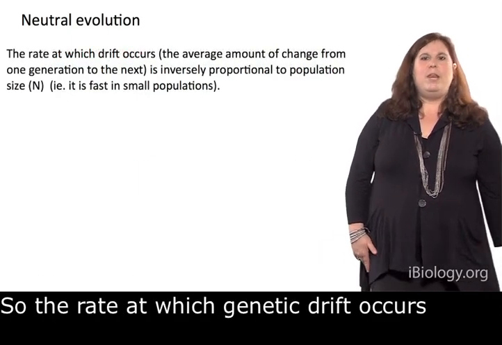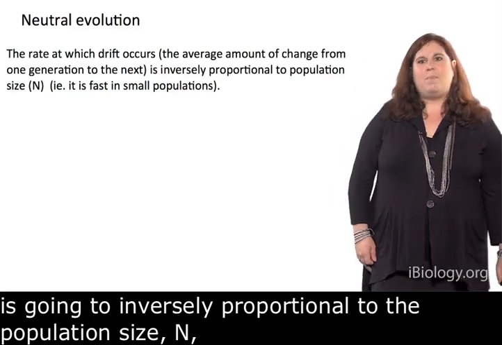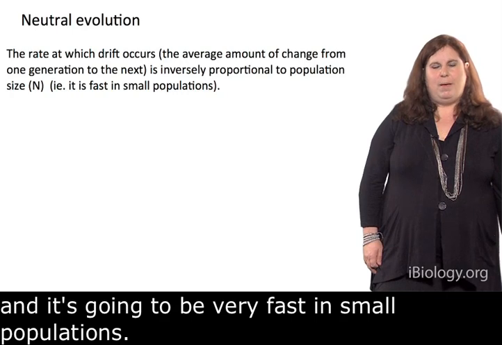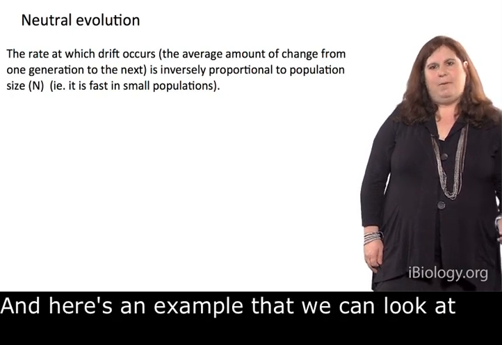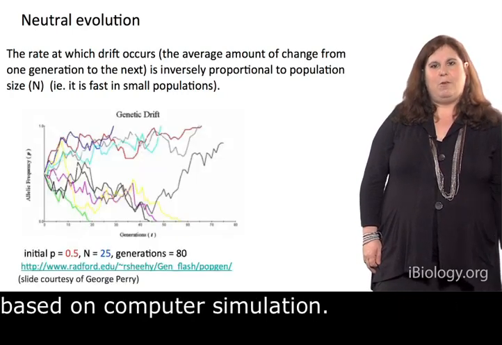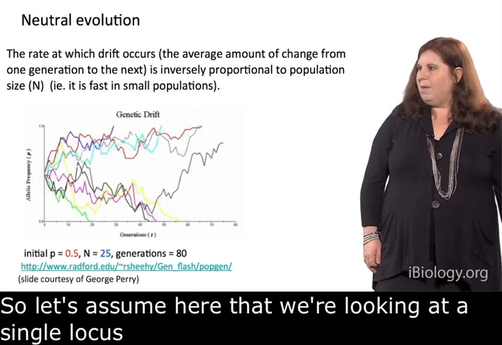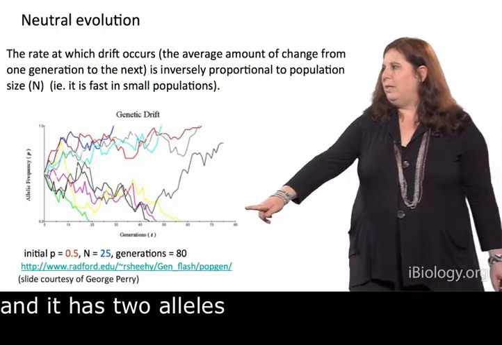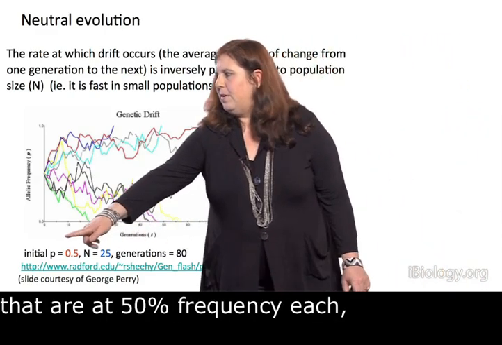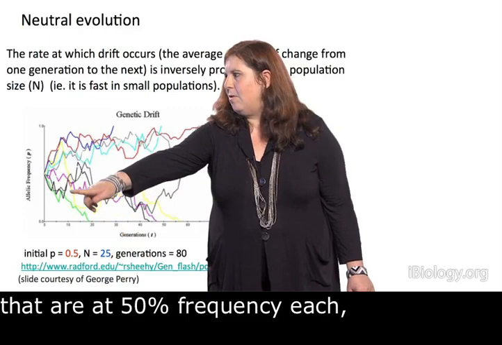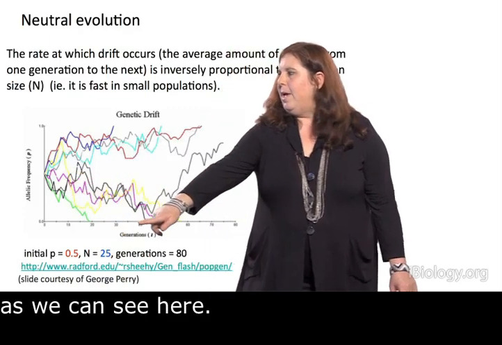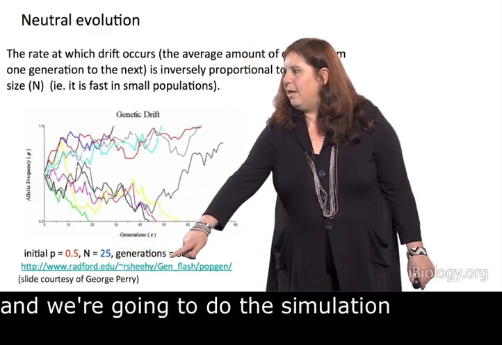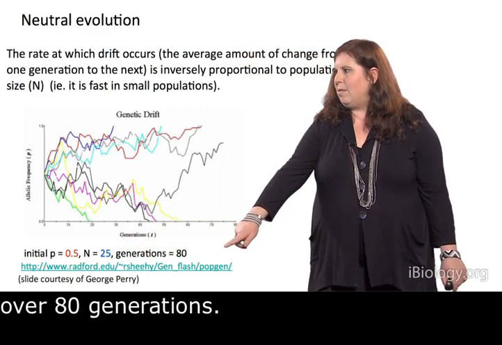So the rate at which genetic drift occurs is going to be inversely proportional to the population size N, and it's going to be very fast in small populations. Here's an example that we can look at based on computer simulation. Let's assume we're looking at a single locus with 2 alleles at 50% frequency each, as we can see here. We have a sample size of 25, and we're going to do the simulation over 80 generations.